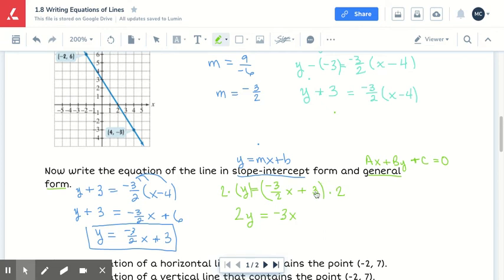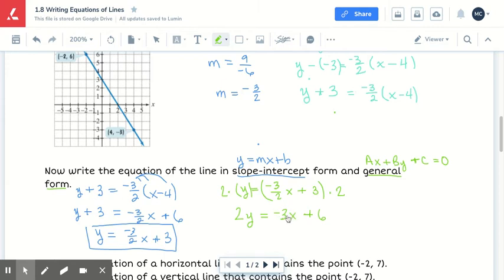And then I also have to multiply the 2 times the 3 that's over here. So that would be plus 6. Okay, so now I'm looking a lot closer to this general form. The only thing I need to do from here is create a 0 on one side of the equation and make sure that the coefficient of the x is a positive number.